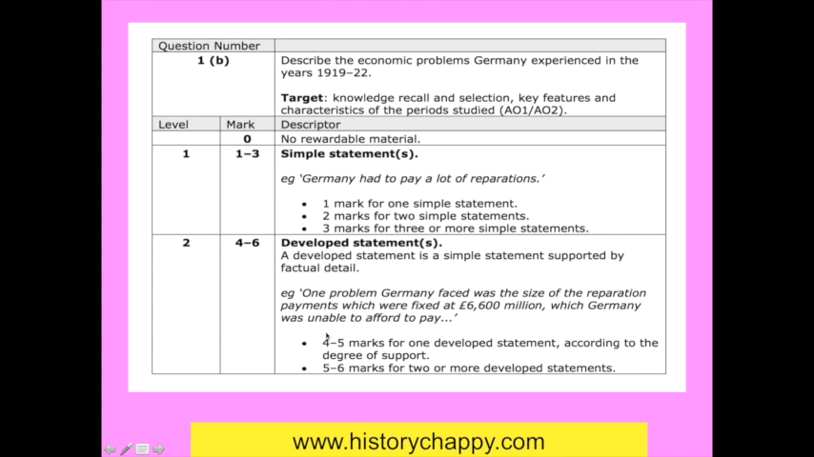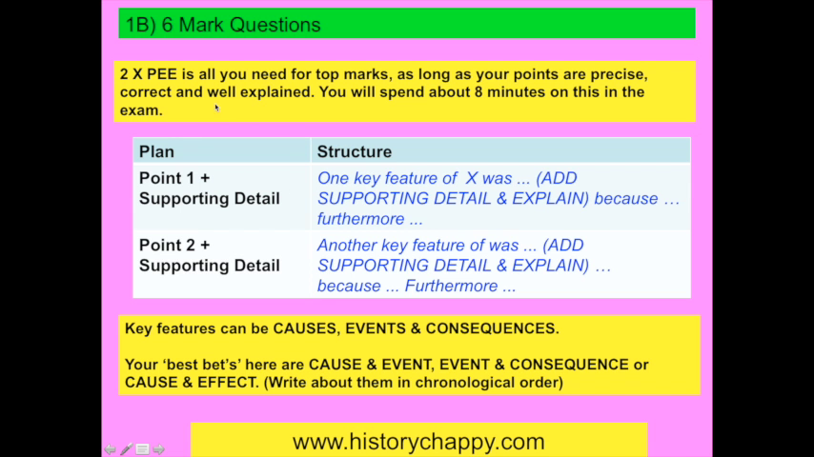So for 6 marks, you are going to need some developed statements, which is a simple statement supported by factual detail. 5 to 6 marks for 2 or more developed statements. So go for 2 or 3 key features, you will be just fine. So 2 times P is all you need for top marks, as long as your points are precise, correct and well explained. About 8 minutes on the question.